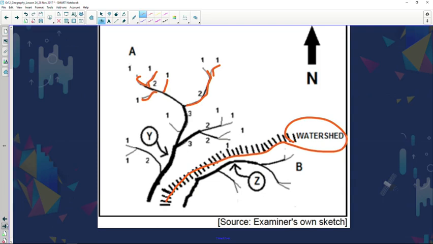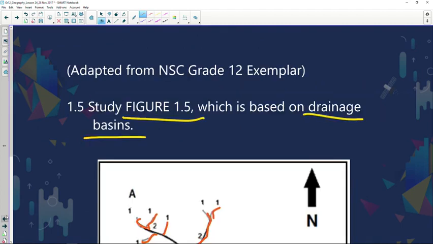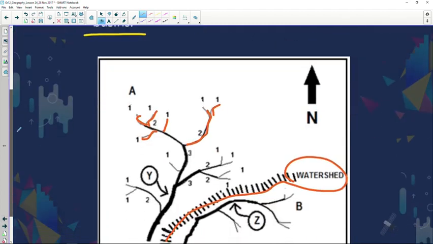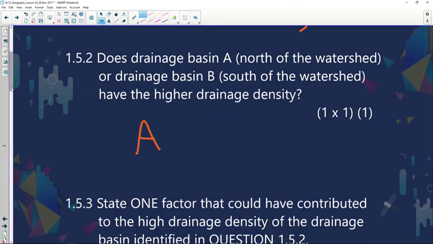Now let's continue looking at our next question. Does drainage basin A, north of the watershed, or drainage basin B, south of the watershed, have a higher drainage density? Now I've just mentioned that to you before. Obviously, if you look at drainage basin A, it has a much higher drainage density because you see more surface runoff. You see more tributaries in comparison to drainage basin B. So the correct answer over there will be A.